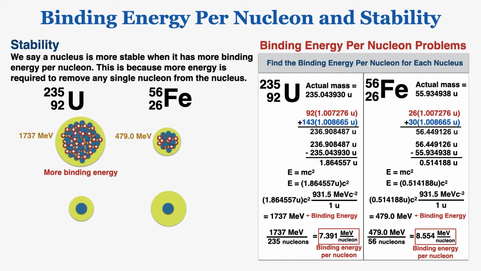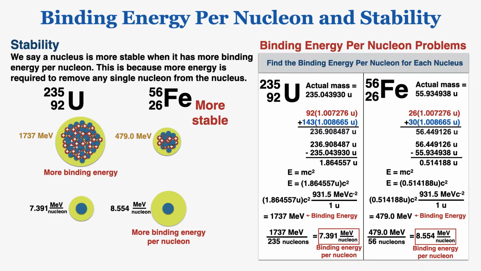But if we compare the binding energy per nucleon, we can see based on the answers I got on the bottom right, that iron actually has more binding energy per nucleon than uranium. So even though uranium has more binding energy in total, iron has more binding energy per nucleon. Each individual nucleon gets a larger share of the binding energy, and so we would actually say that iron is more stable than uranium, even though uranium has more binding energy.